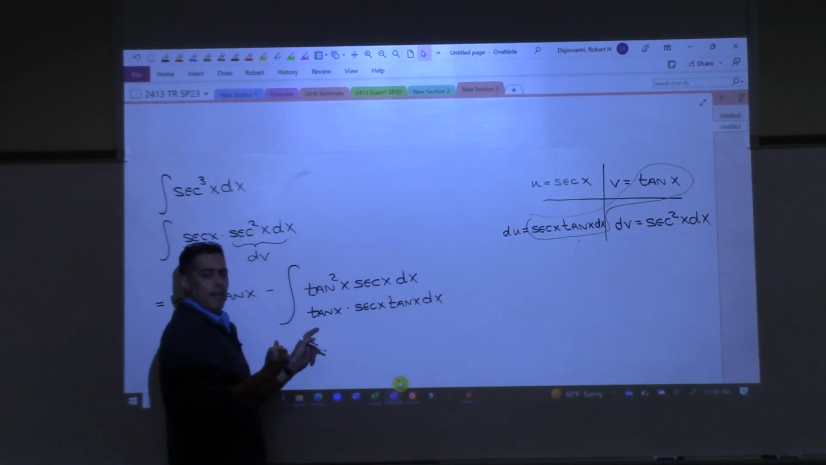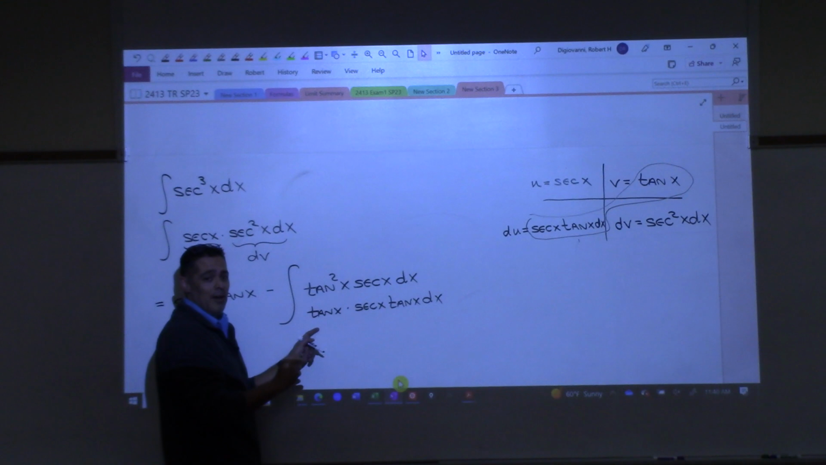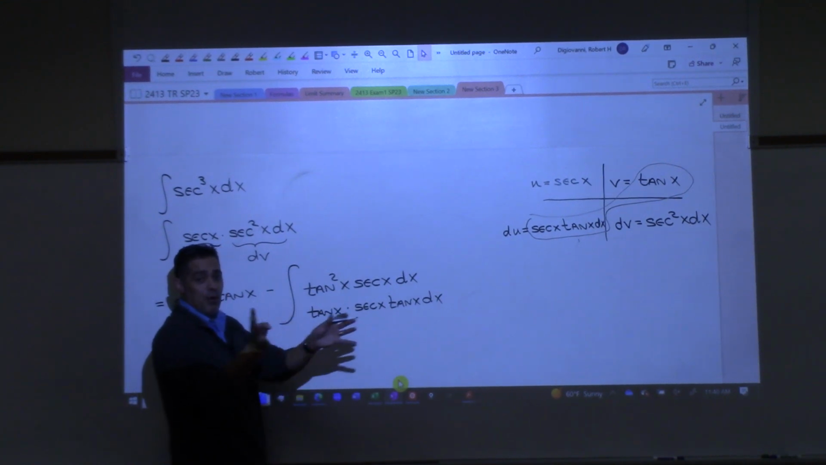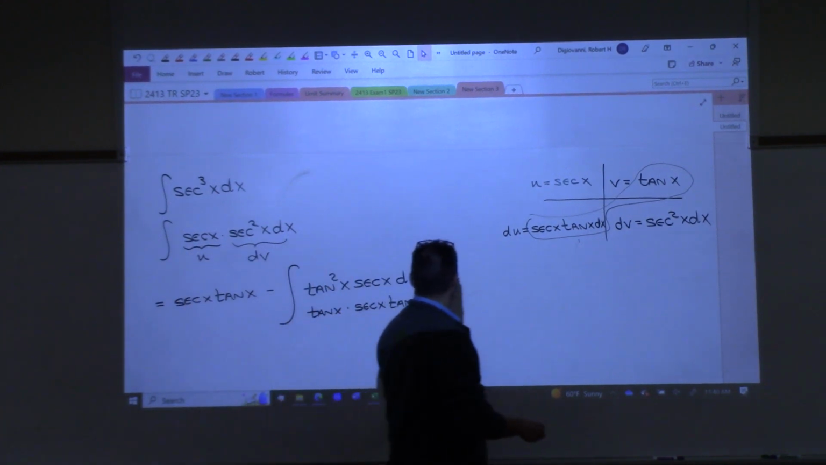Well, I was going to say probably rewrite tangent square x as sine square x over cosine. So you could go to sine and cosine here as well. But let me stay on one road at a time here, just because I don't want to go too far. But you could try that as well.